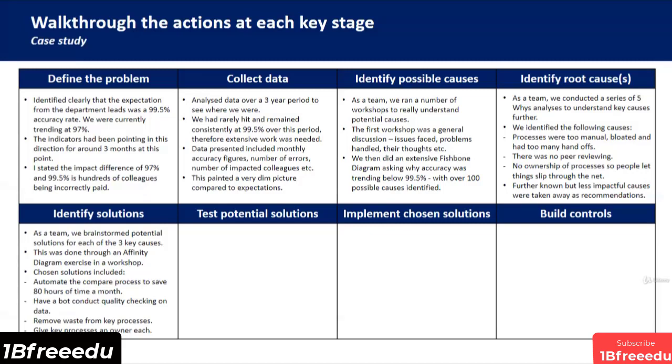So to automate the compare process to save 80 hours of time a month. So we talked about a process that's too manual, too bloated, had too many handoffs. The compare process was one of those. And if we could automate that entire process, we could save 80 hours a month for humans, right? We can shift that time into an automatic solution.